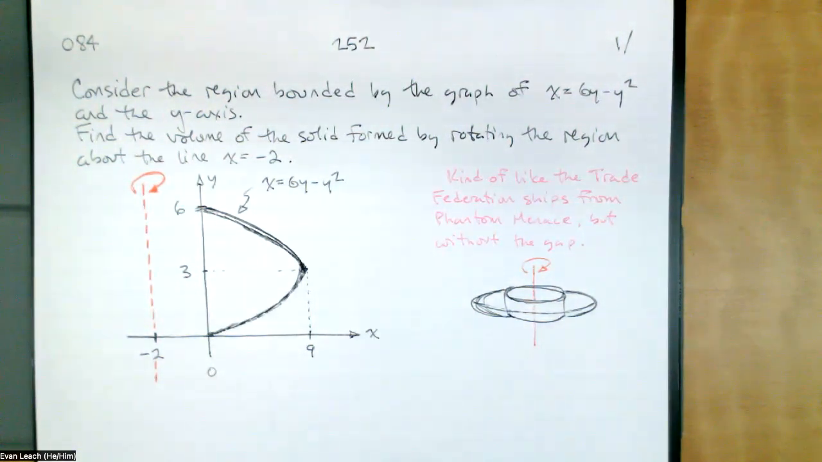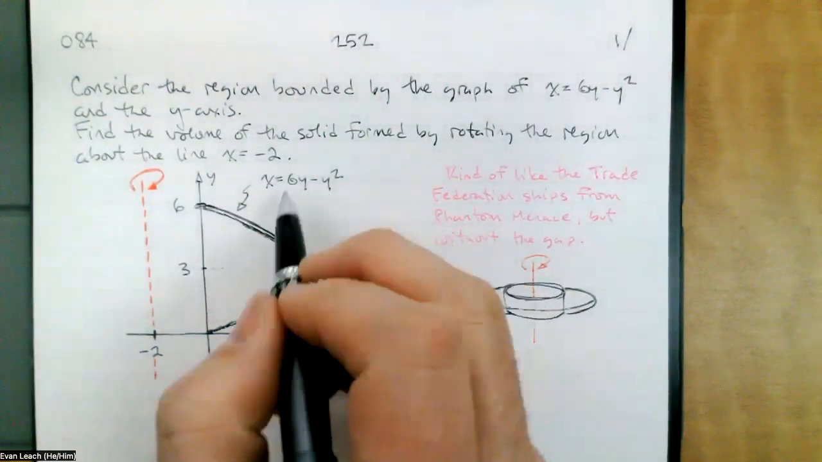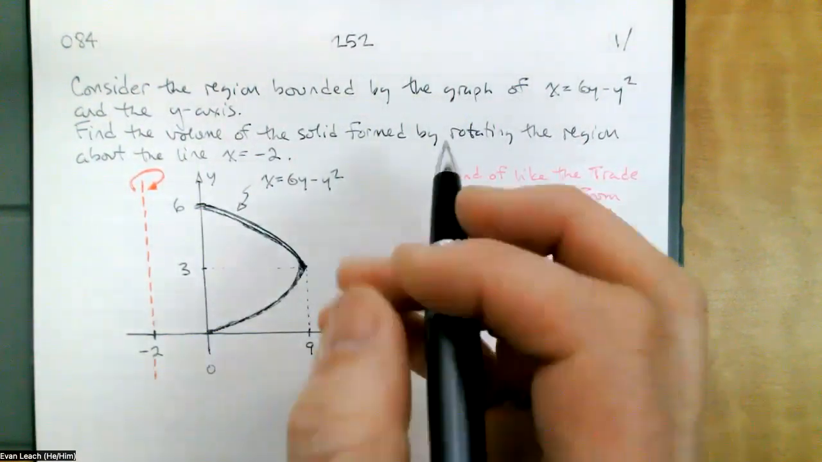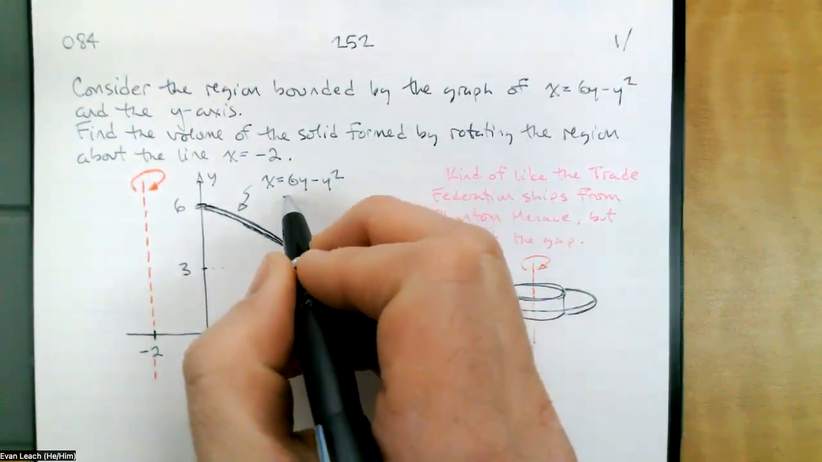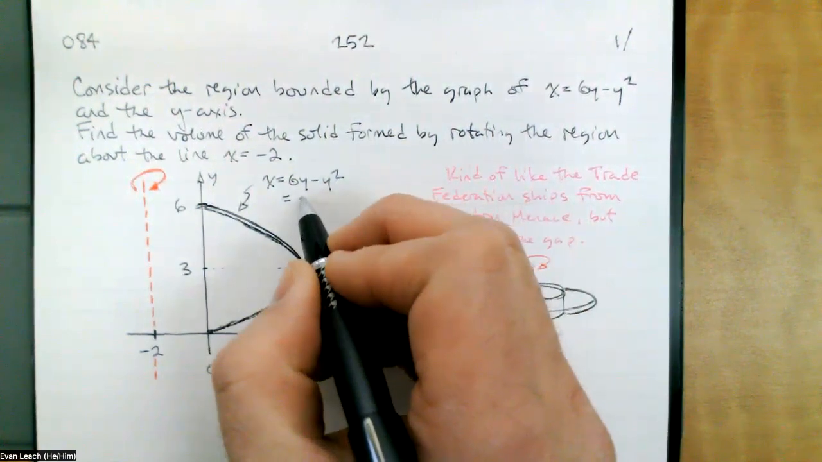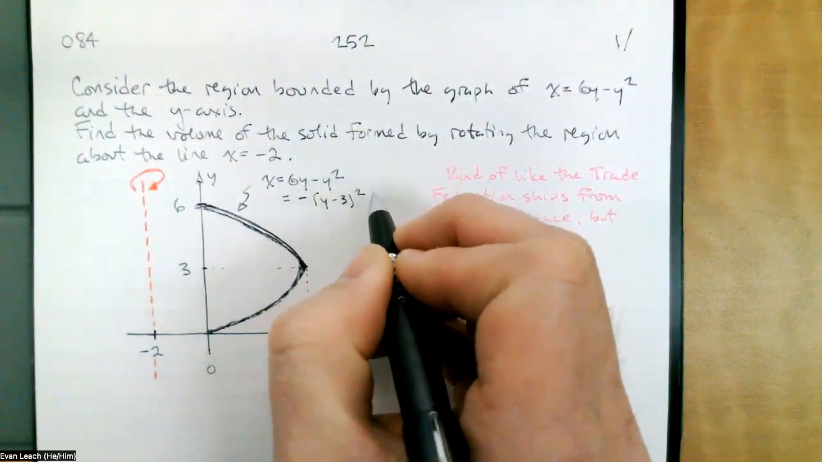Because of what we plan to do with this problem, it's going to be convenient for us to rewrite this parabola in its vertex form. So rather than 6y minus y squared, since we're going to want to solve for y and get these two functions of x, we're going to write it in its vertex form. And the best way to get things into vertex form is to avoid completing the square if you can, and just find the vertex. Since the vertex is at (3, 9), we'll have x equals negative (y minus 3) squared plus 9.